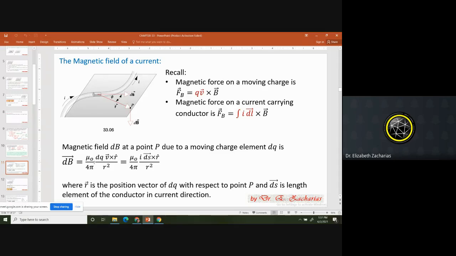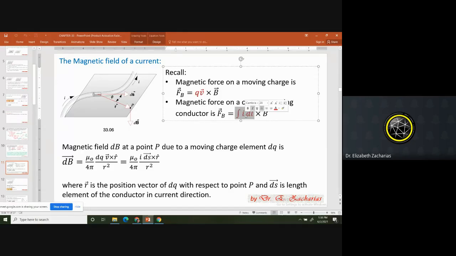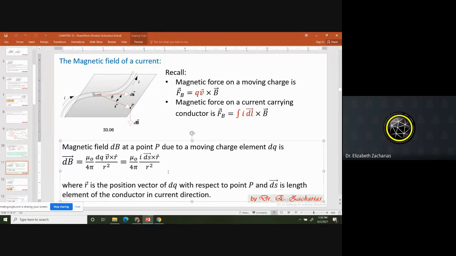What is dq? dq is the charge in that small element which is moving along that length ds. Now what we are going to do is substitute dq into v vector with I into ds. How are we doing that? Recall the equation where q into v vector was written as I into dl vector. Same logic, we are going to make this substitution.